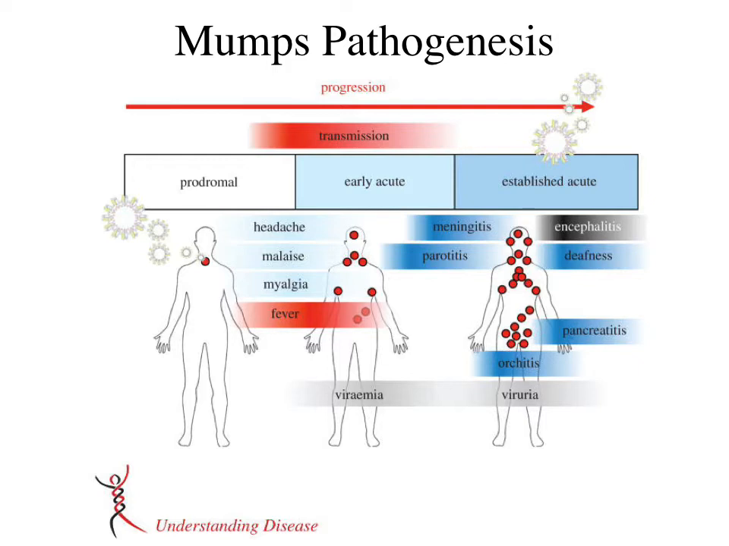An early acute phase follows, likely representing spread of the virus from the respiratory tract and development of systemic symptoms, typically infection of the salivary glands, which lasts from a few days to a week. During the established acute phase, orchitis, meningitis, or encephalitis may occur. Symptoms usually resolve within 2 weeks, coincident with mumps virus specific humoral responses. Long-term complications and death are rare.